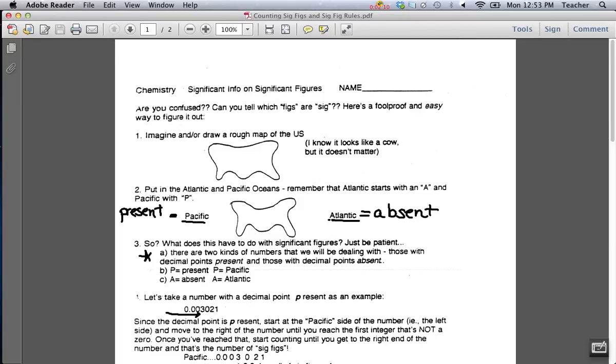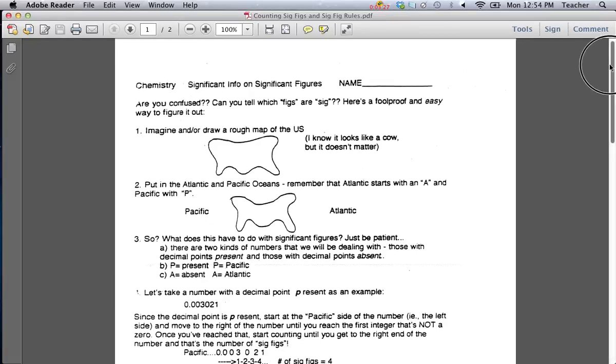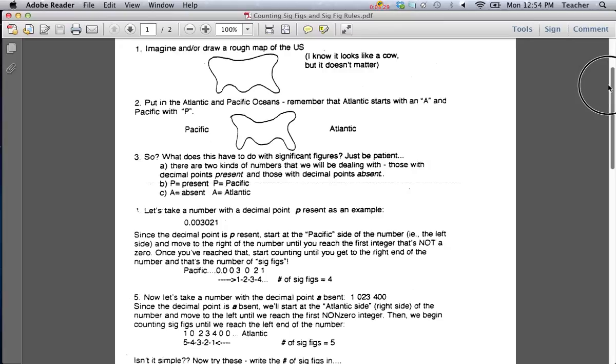These 3 zeros at the beginning don't count as sig figs. We start counting sig figs with the first number that is not 0, which is that 3, and then we count all the way across. So in this case, we'd have 1, 2, 3, 4 sig figs. The number of sig figs is 4.